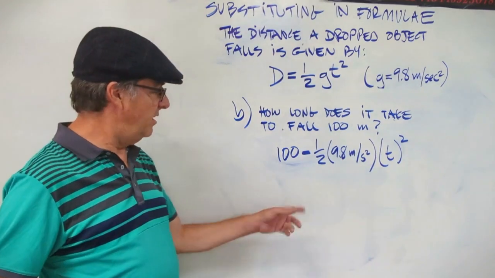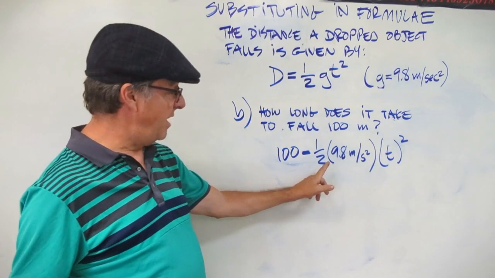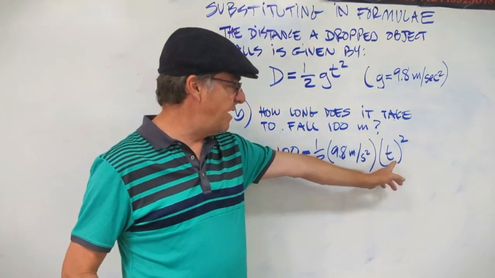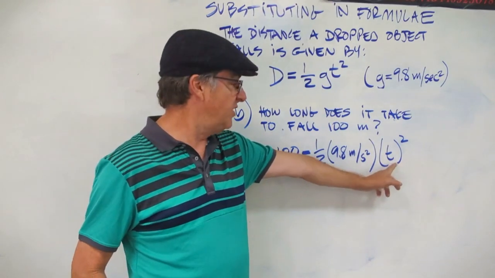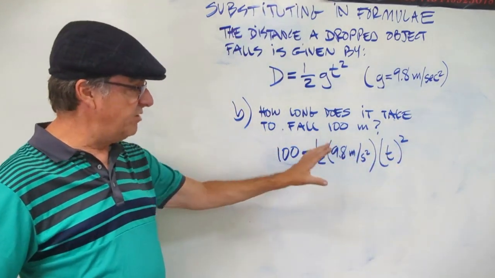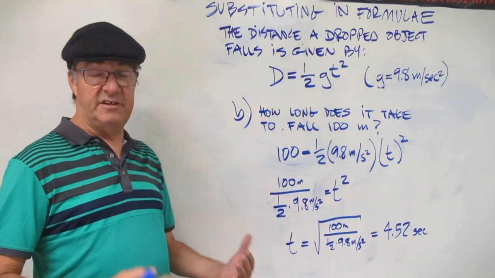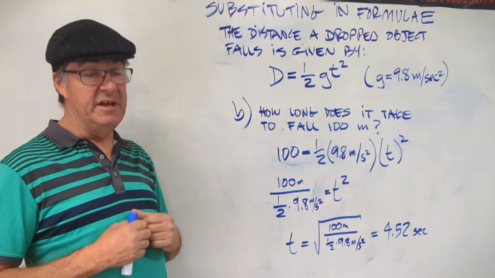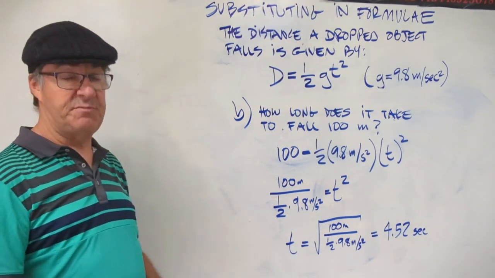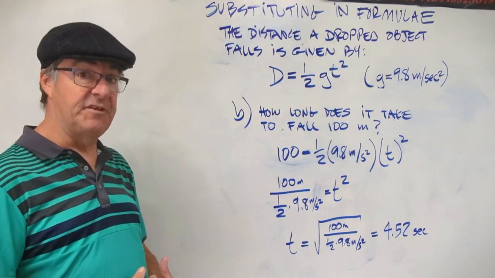Okay, here we go. Now I know my d, so I put in my 100 for d. I have my 1/2, I have my 9.8 meters per second squared, and now I have my t. I don't know that, so I have my t squared. Now what I want you to do is rearrange, manipulate, and solve that equation for t. All right, those of you who know me know that I like to do all my rearranging first before I get out my calculator and save the calculator step for the end.